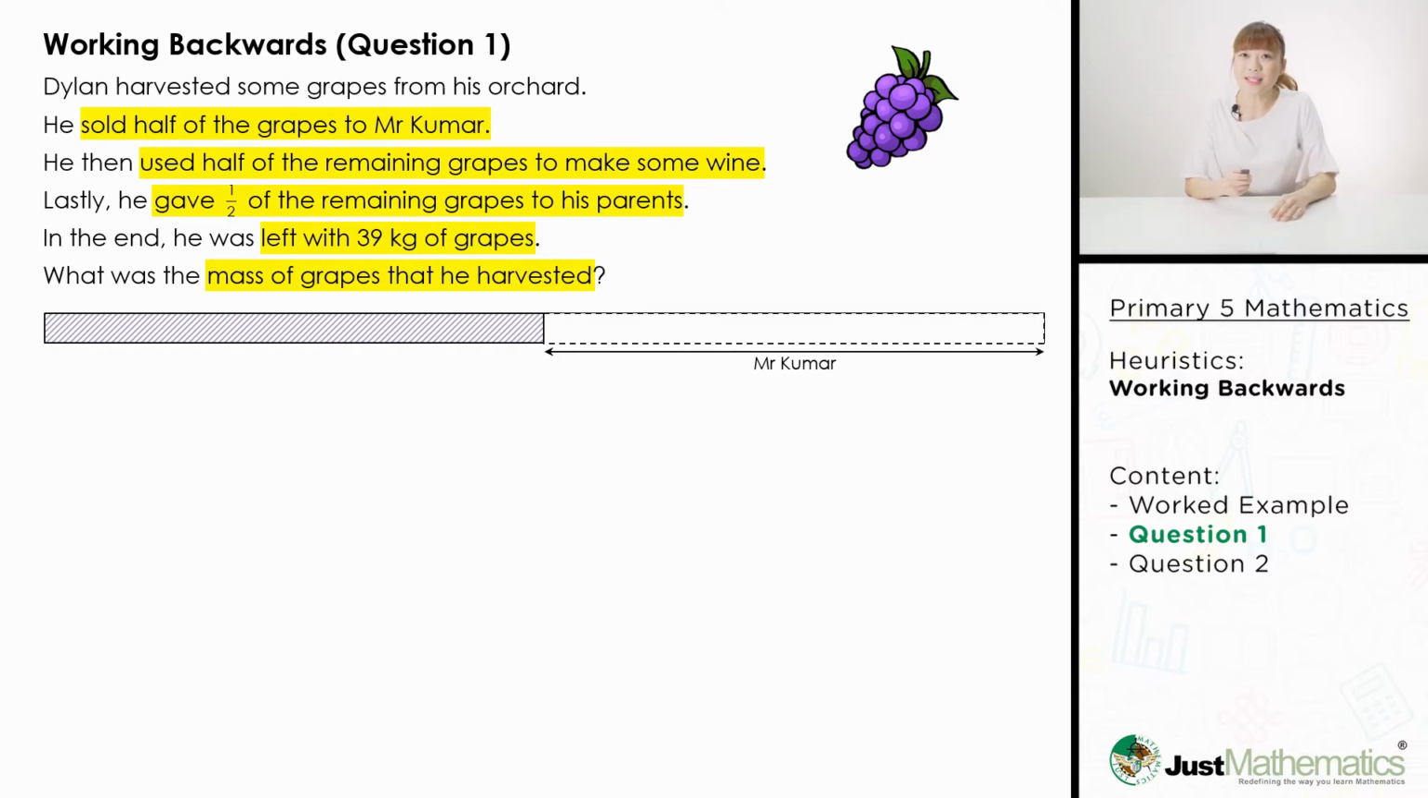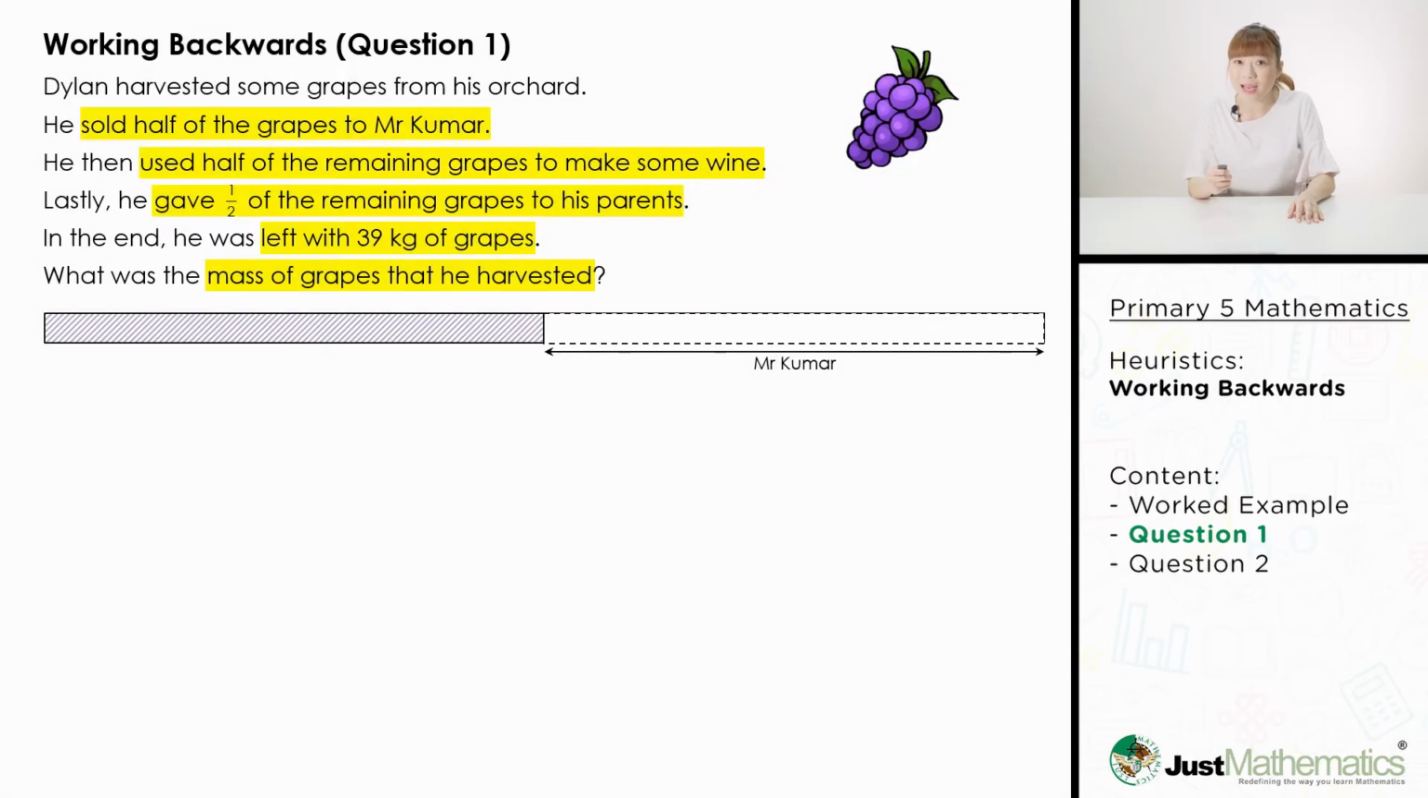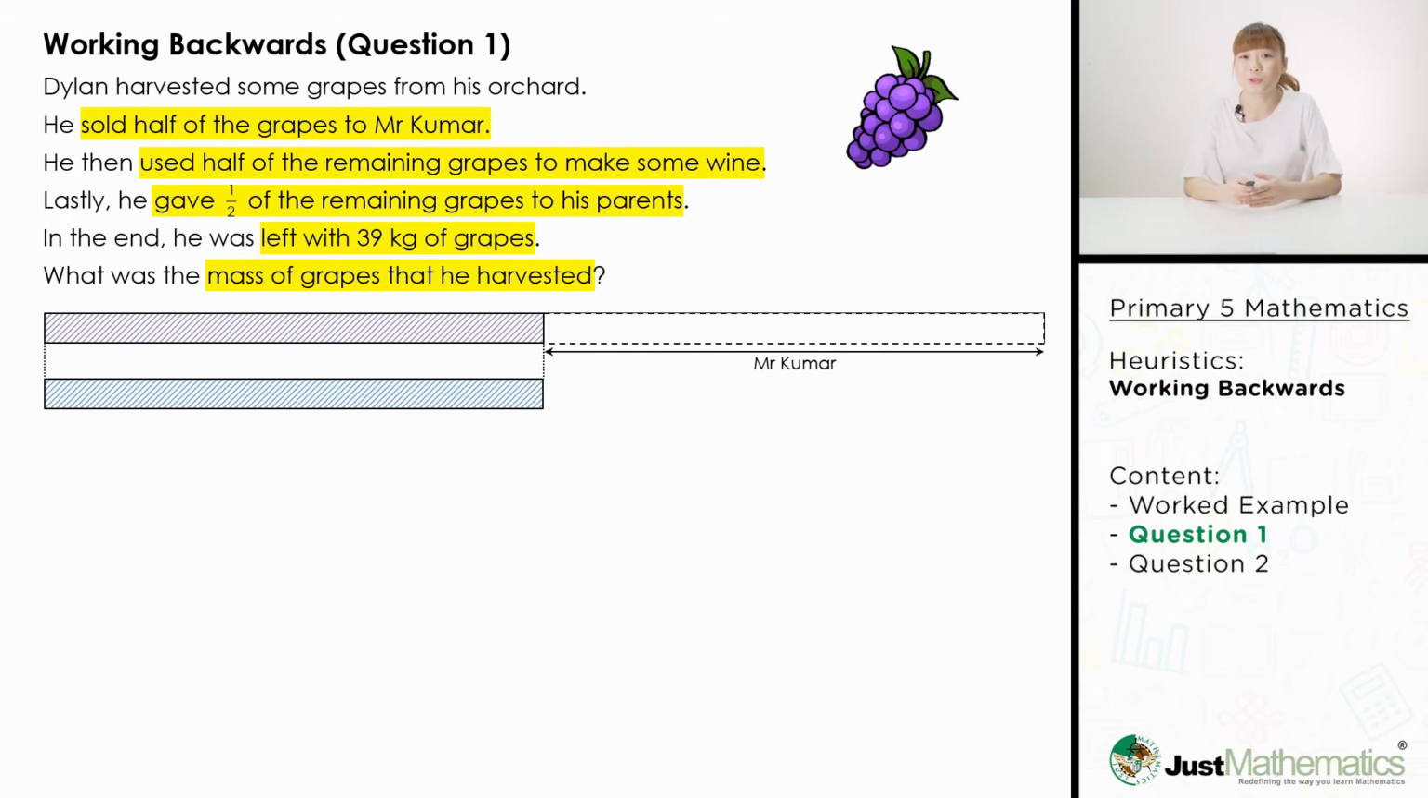Dylan then used half of the remaining grapes to make some wine. Again, half is 1 part out of 2 equal parts. 2 parts refers to the mass of the remaining grapes, and 1 part refers to the mass used to make some wine. Now, the remainder needs to be cut into 2 equal parts. How do we do that? We simply drag down the remaining model. That is, we draw a new rectangle below the remainder and we cut it into 2 equal parts. 1 part out of the 2 equal parts is the mass of grapes used to make wine.